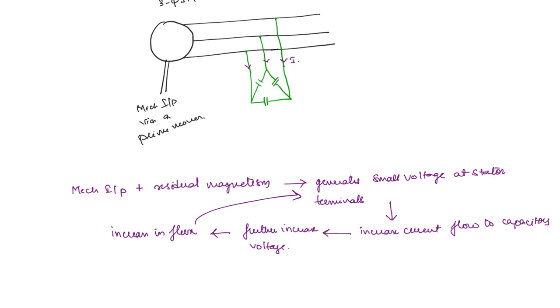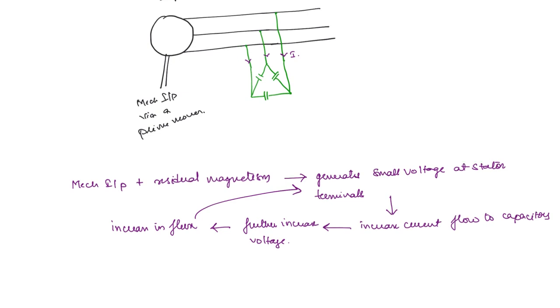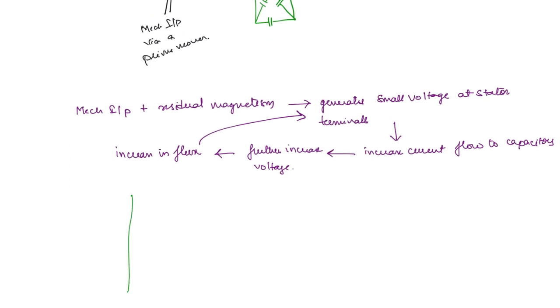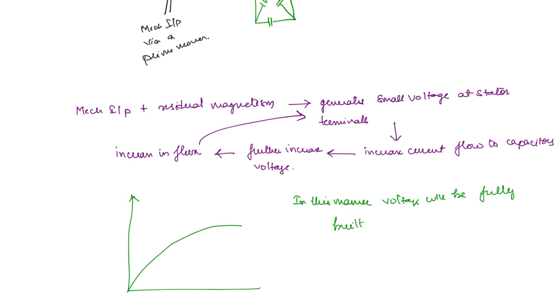But it will not increase indefinitely. Why is that? Because there is a saturation. The voltage will only increase to a certain level. What is the magnetization curve? If you remember, this is the magnetization curve. Initially there is an increase, but then there will be saturation. In this manner, voltage will be fully built up. So that is why we need a capacitor bank to start an induction generator.